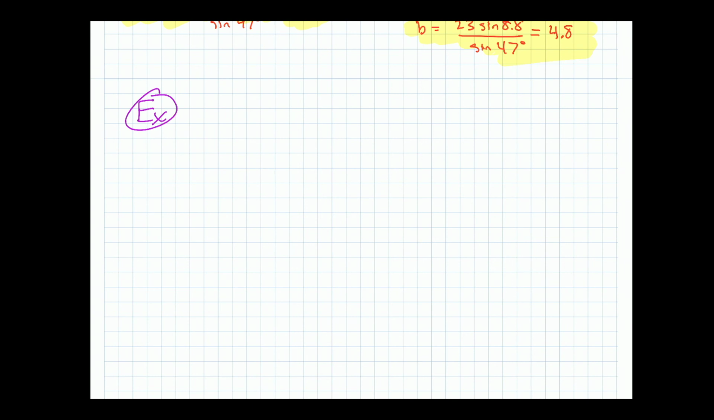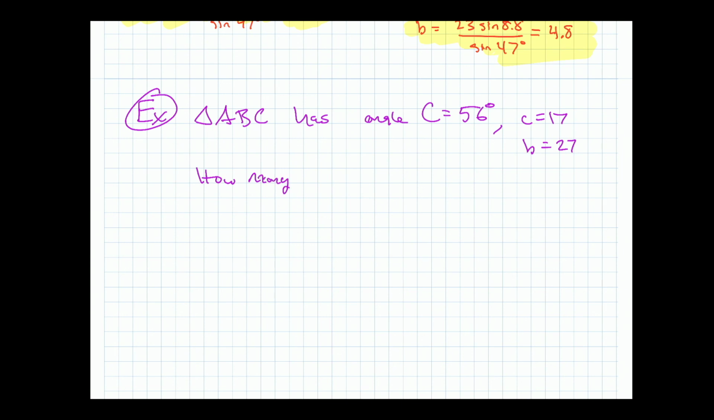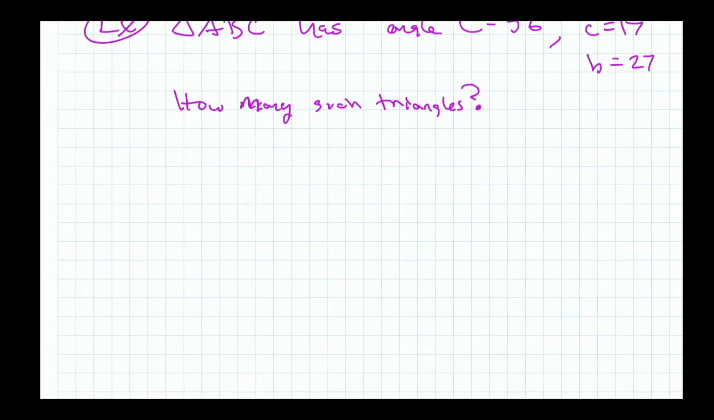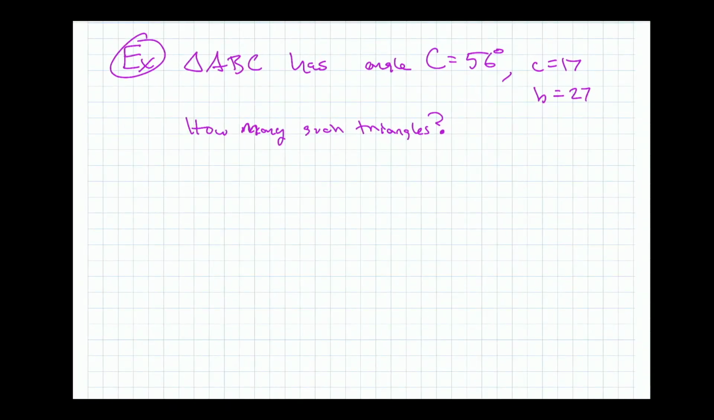Example. Triangle ABC has angle C is 56, little c is 17, little b is 27, and they ask how many such triangles there are. Now we've already seen that you can get one or two, right? The last one had two and the one before that had one. So this says how many such triangles. So you don't do anything different. We do exactly what we tried to do before.